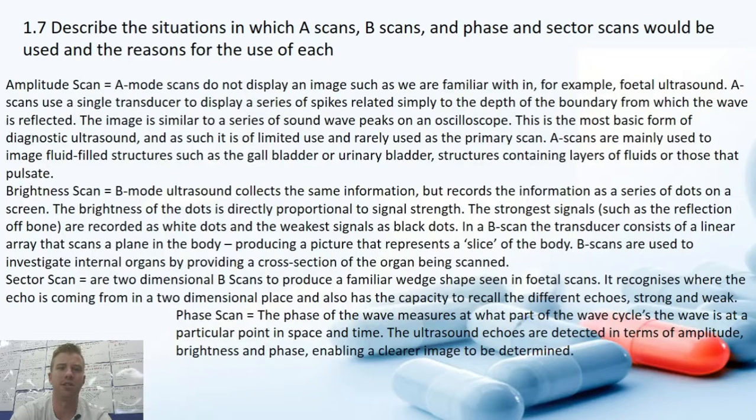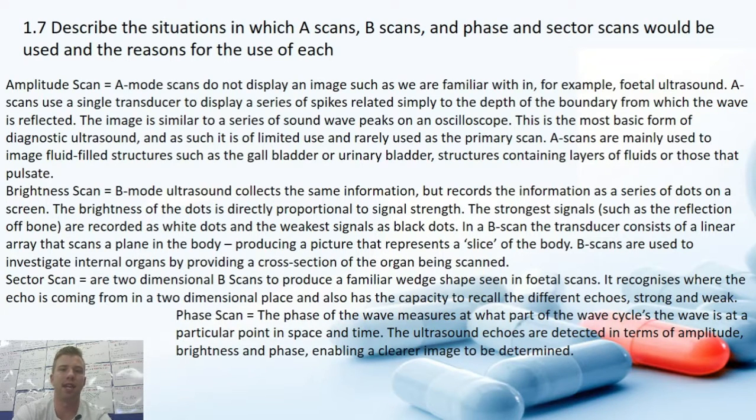So an amplitude scan is a scan that cannot display an image such as we're familiar with an ultrasound. However, A scans use a single transducer to display a series of spikes related to the depth of the boundary from which the wave is reflected. So that's what we learned in our previous slide, that the wave can be reflected back to the transducer and that these can be in the form of peaks in this scan.